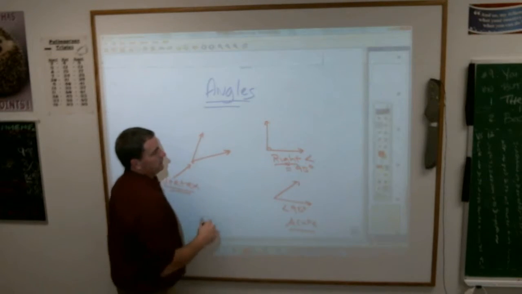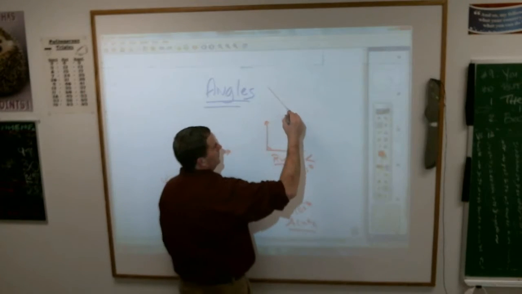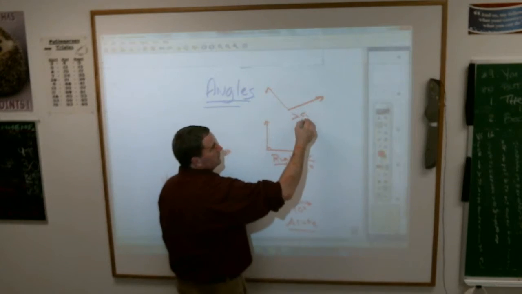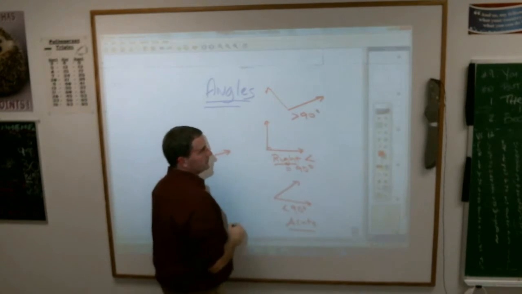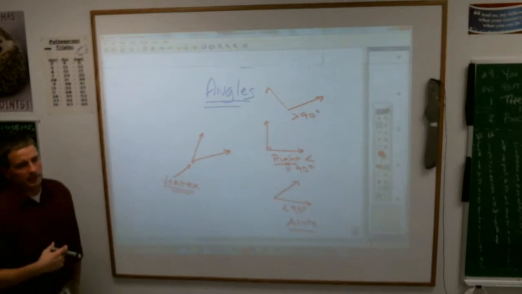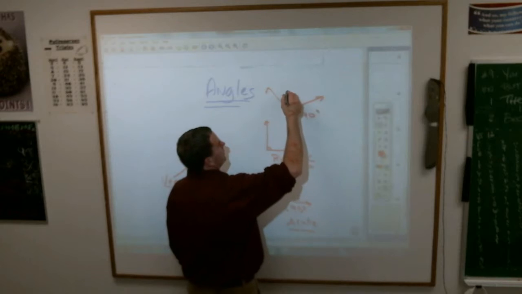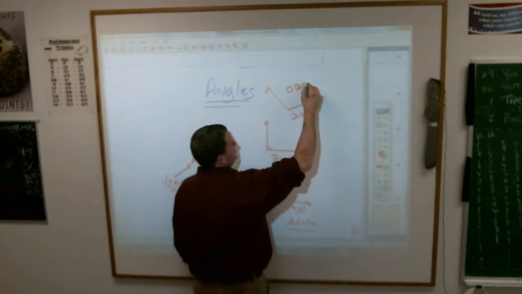And the other one we haven't yet said is the one that is bigger or larger than 90 degrees, greater than 90 degrees. You like that? Greater than, faster, greater than. What is an angle that is greater than 90 degrees? Brooklyn? Obtuse. It is obtuse.